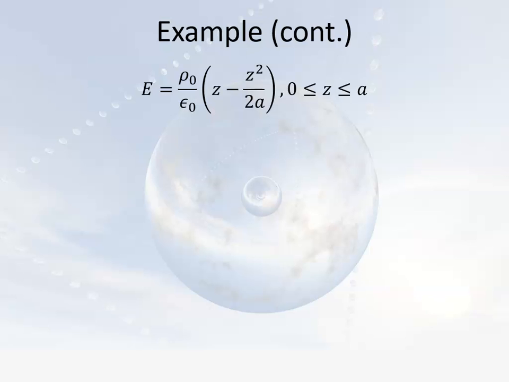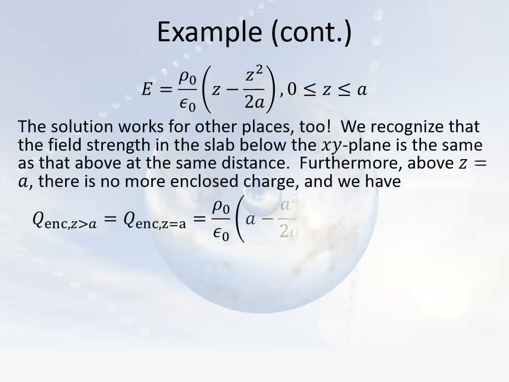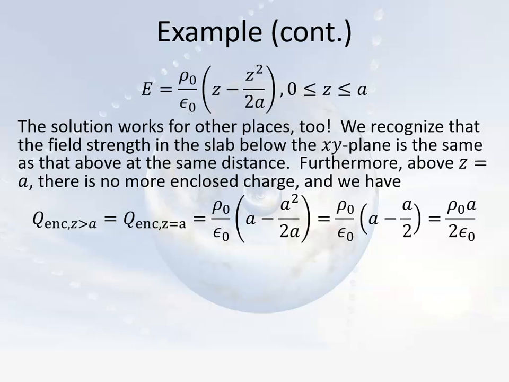So if z is equal to a, then you end up just getting an a minus an a squared over 2a, or just a over 2 times rho naught over epsilon naught at the surface. But what about if you're outside of the surface? Well, I just hinted at that, because outside of the surface, the amount of charge is going to be the same as the amount of charge enclosed when you have only the stuff inside, out to the edge of the slab.